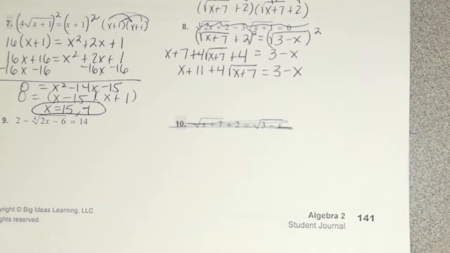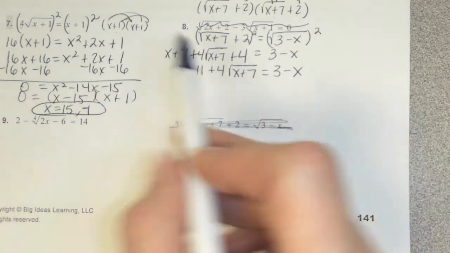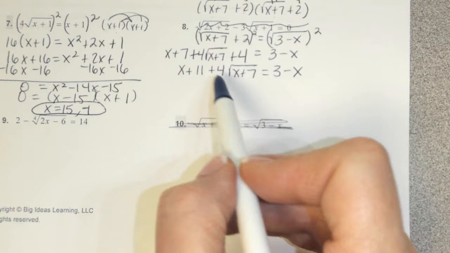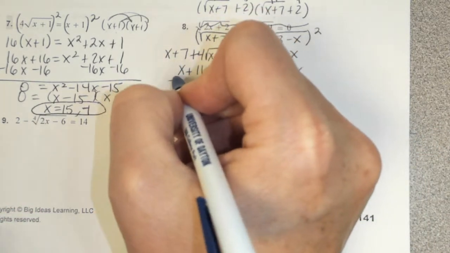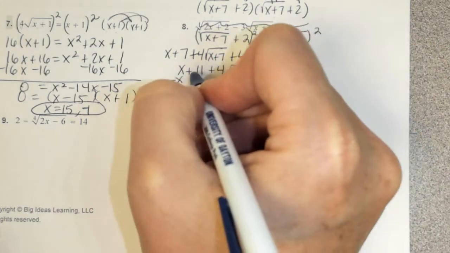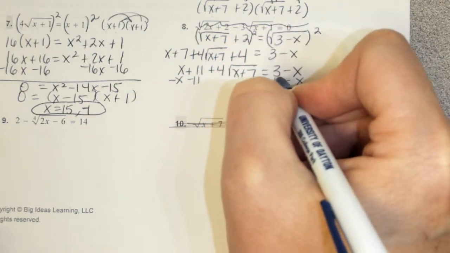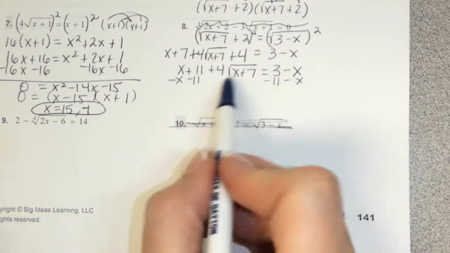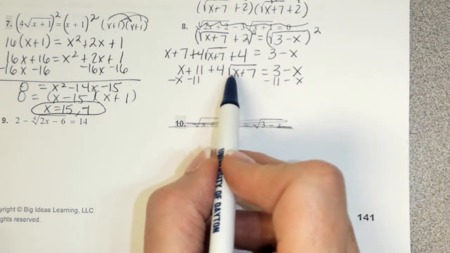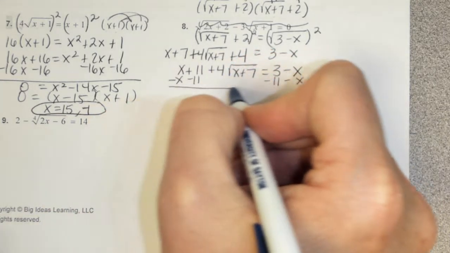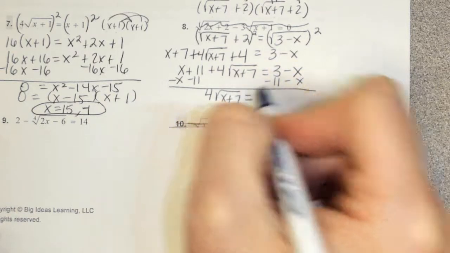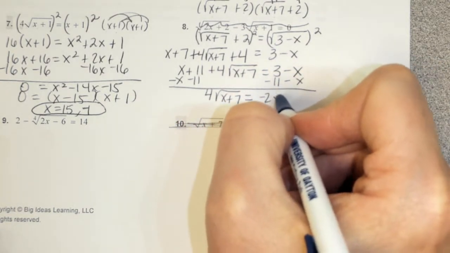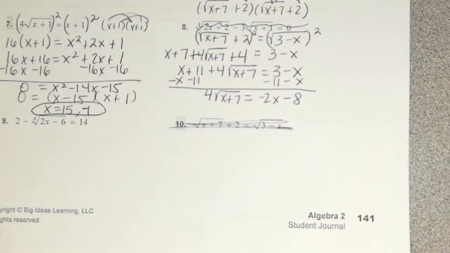What should we do now? Isolate the radical, right? So I want to get this radical term by itself. So what do I have to get rid of then? Yep, I got to get rid of this x. And I have to get rid of this 11. I can't get rid of the 4. I can't subtract 4 because it's multiplying by that radical x plus 7. That's all I can do right now. So I have 4 radical x plus 7 equals negative 2x minus 8.